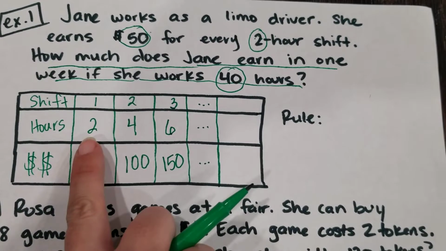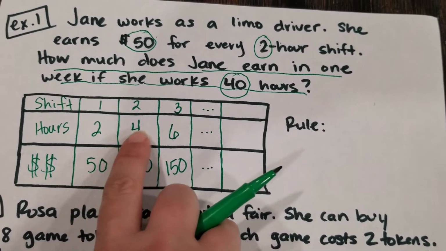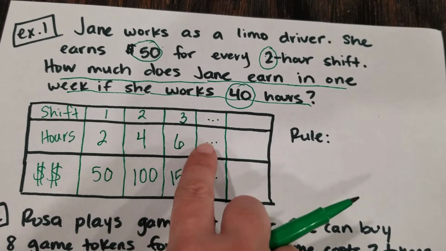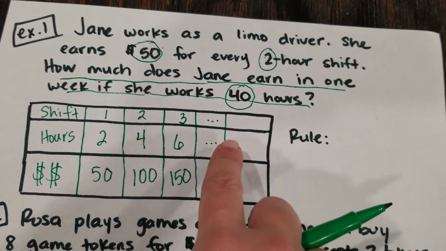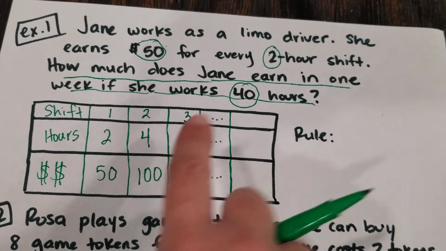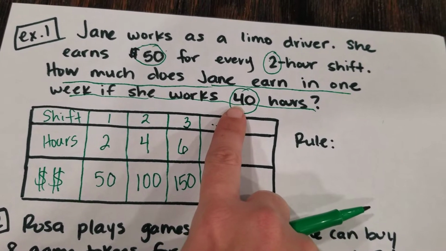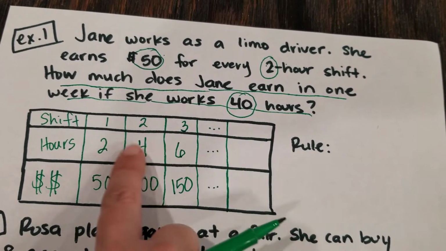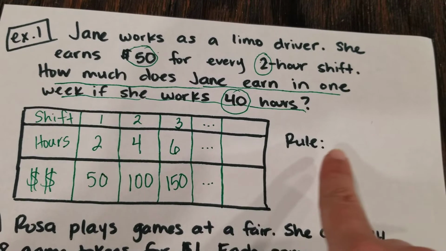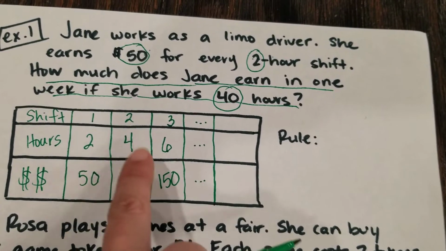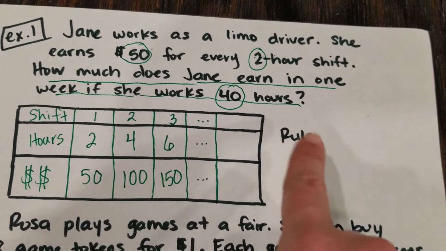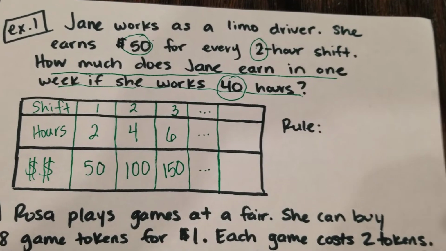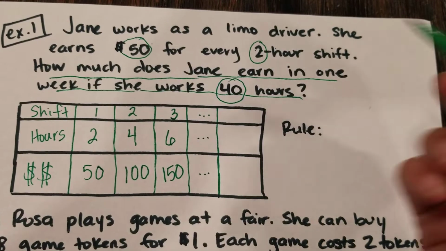Okay, so our table starts off like a sequence, 2, 4, 6, right? And then 4 shifts would be 8 hours and 5 shifts would be 10 hours, and so on. Okay, it would take me a long time to get to 40, right? If I want hours to eventually get to 40, this table would be super long. It's going to take me a long time counting by 2s to get to 40. So that's why the rule really helps. I mean, you could make a super long table, but it will take a lot of time.